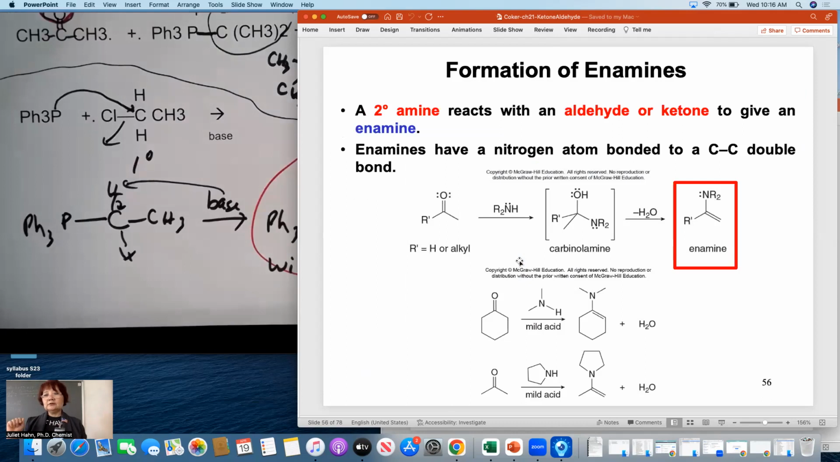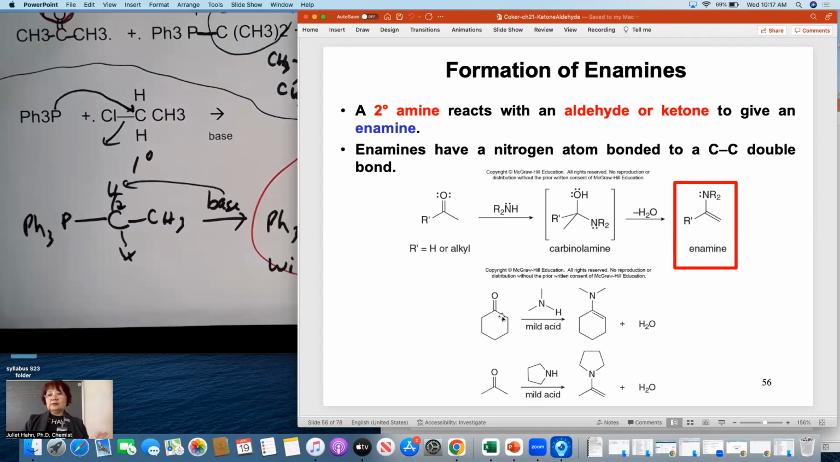Okay, so then if you have a secondary amine and you react it with an aldehyde or ketone, what do you get? You get an enamine. So what's an enamine? It's an amine that has a double bond right next to it. So there's my ene, and here's the amine. And we're starting out with a secondary amine. Because we're starting out with a secondary amine, the hydrogen can't drop off, allowing you to have a double bond between the nitrogen and the carbonyl carbon. So then you form a double bond here.